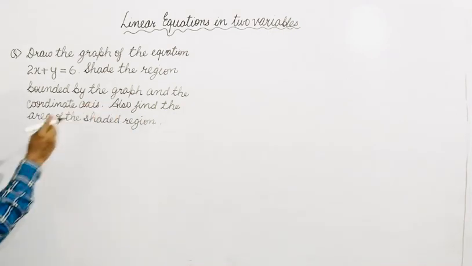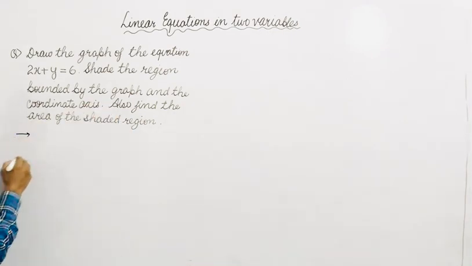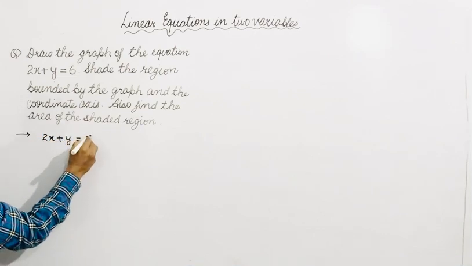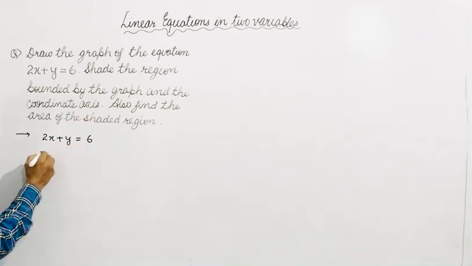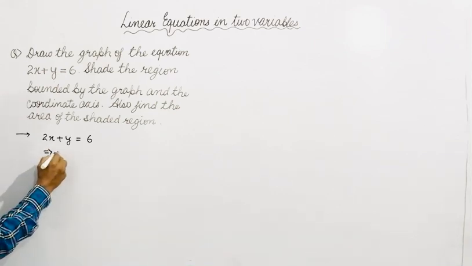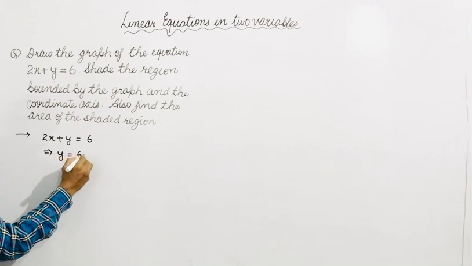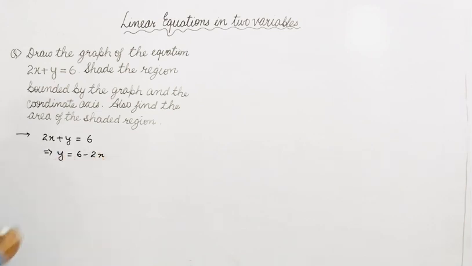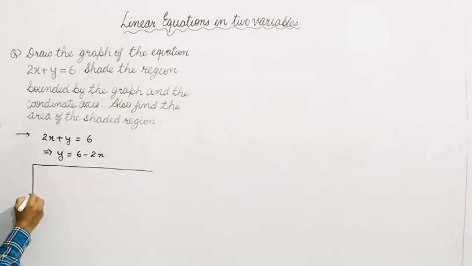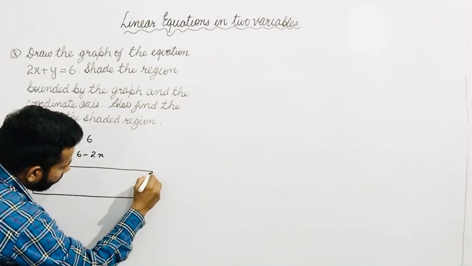So we will start with the equation given. The equation is 2x plus y equals 6. You will write y in terms of x. So y is equal to 6 minus 2x. Now we will make a table. As we have done in the previous question, we will make a table and write down the points.